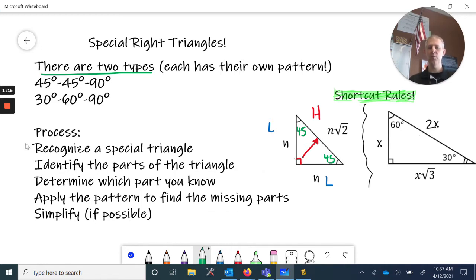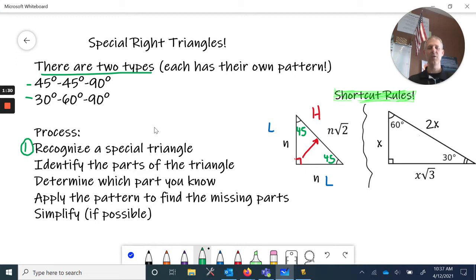Step one is to recognize a special triangle, and we can recognize it by its angle measures. Here's one type, here's another type. In this video, we'll be talking about just 45-45-90 degree angle triangles, and all those that are similar, having the same shape but different size.